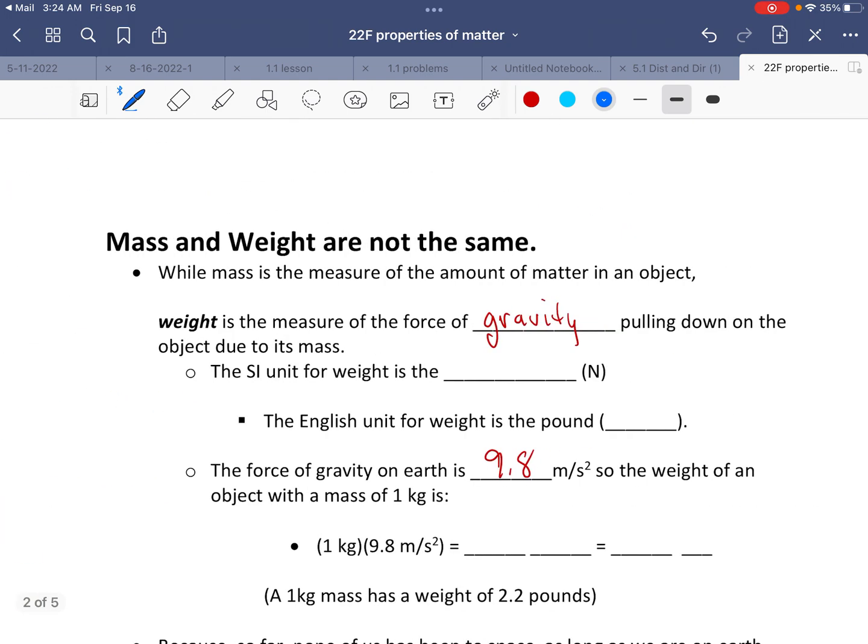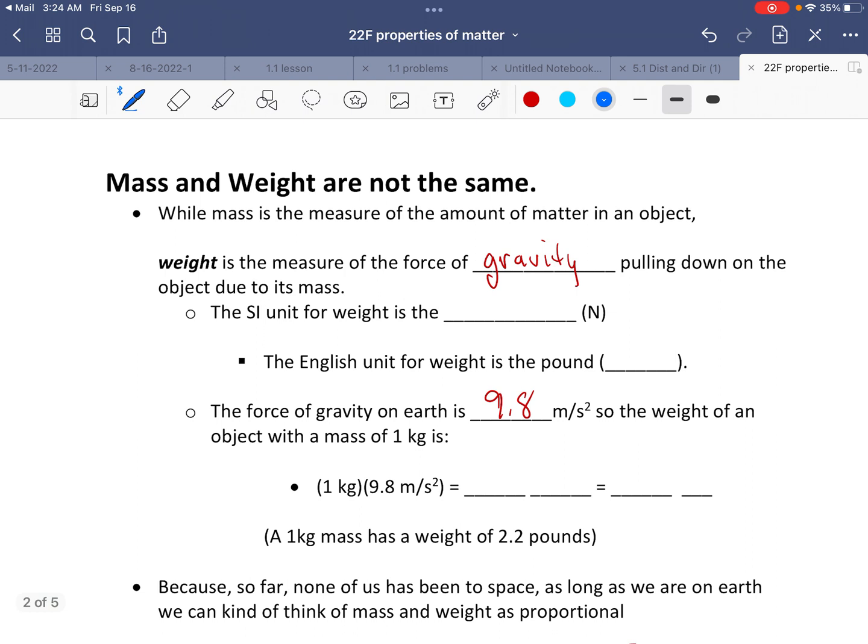All right, next page. While mass is the measurement of the amount of matter in an object, weight is a measure of the force of gravity pulling down on an object due to its mass. So weight and mass obviously are not the same. The SI unit for weight is the Newton. And the English unit for weight is the pound, and the pound is abbreviated LB, and I'm not exactly sure how they get LB from pound, but that's the way it is.